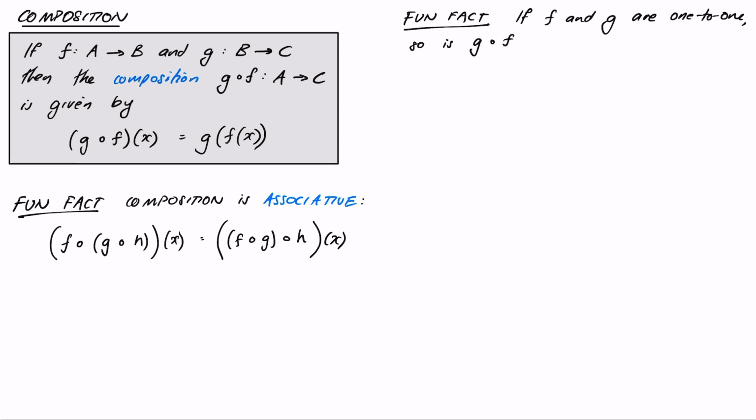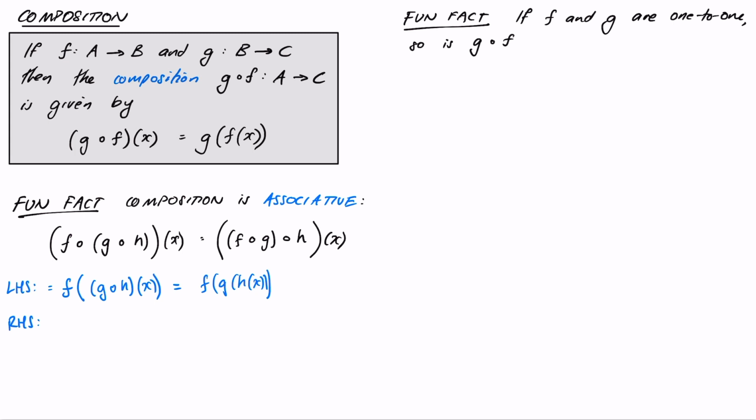So f composed with g composed with h of x, that is written as f of g composed with h of x. So this is kind of my left hand side, is equal to that, which in turn will be equal to f of g of h of x. Okay, but then let's have a look at the right hand side now, to show it's the same thing. Not really the cleanest way of proving this, but it will do the job.